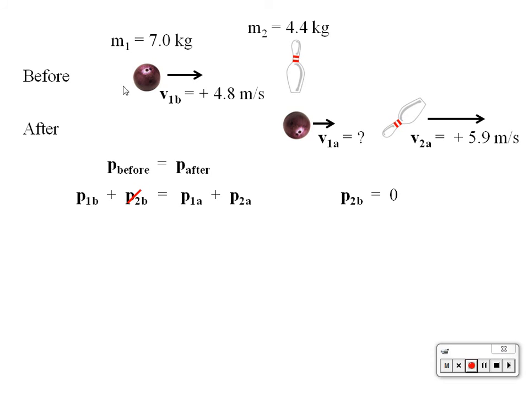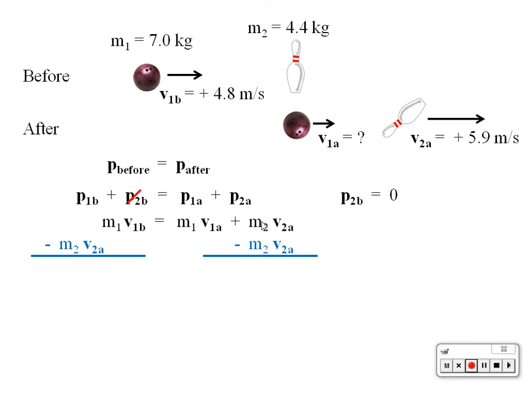The momentum of the ball before the collision is its mass times its velocity before the collision. The momentum of the ball after the collision is its mass times its velocity after the collision. The momentum of the pin is its mass times the velocity of the pin after the collision. Now, a lot of terms here, but only one of them is unknown, that which we want to find. Right? So I want to isolate this V1A term. All right. So here's how we're going to do that.